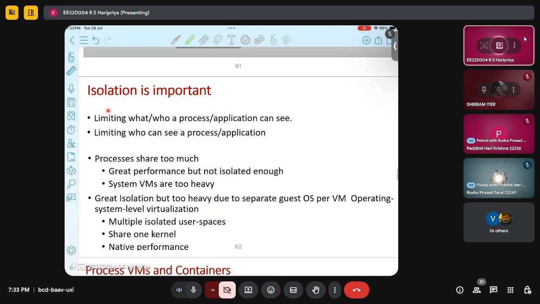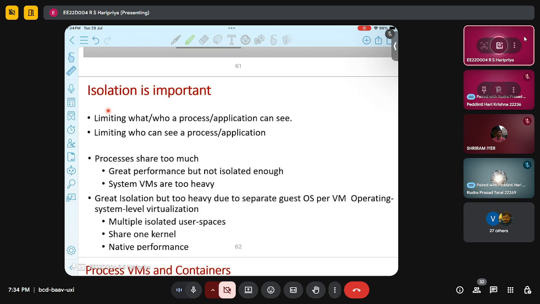So isolation is important. Isolation of these processes is very important because with the increase in the workload of different application domains, some processes need to be isolated completely from the other set of applications. So limiting which process will take how much resources these processes can share. All these are very necessary in terms of isolation.